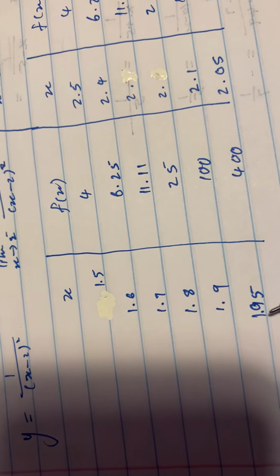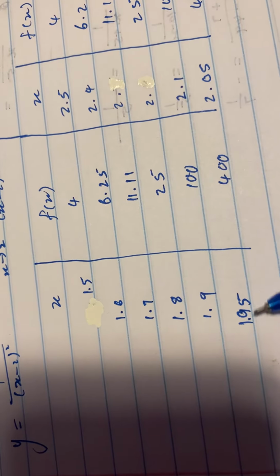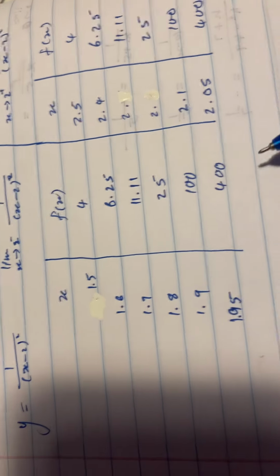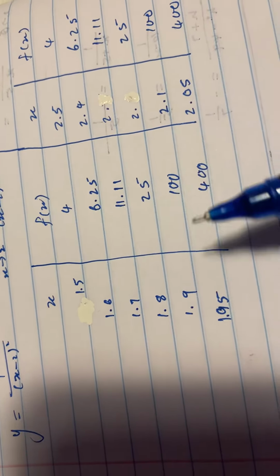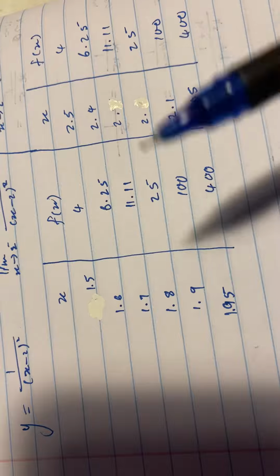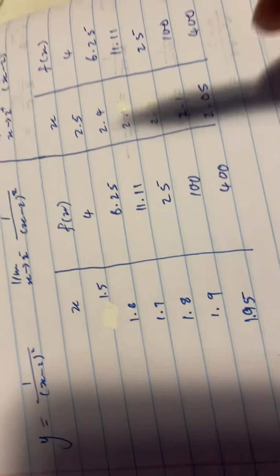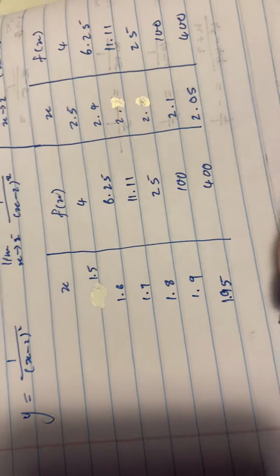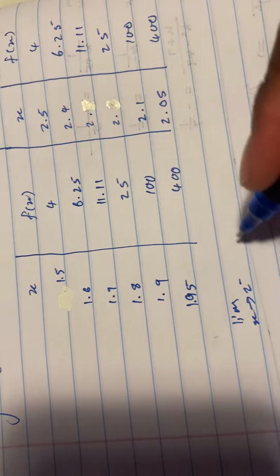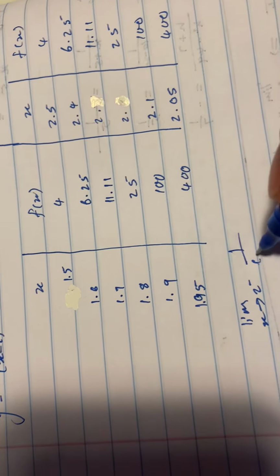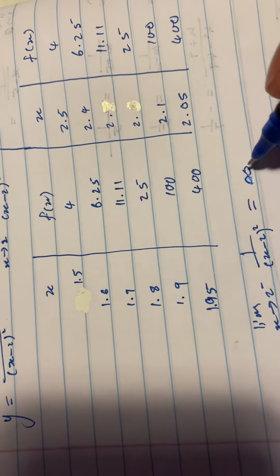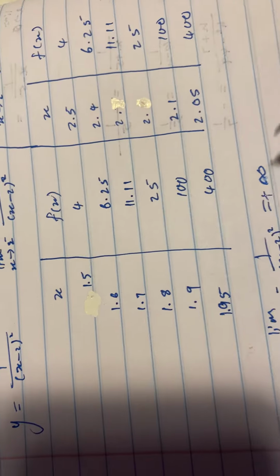If you put it on a calculator, say 1.955, you will see that this value increases to thousands or something. And if you put in 1.99, it will give you a value that's closer to infinity. So we can conclude that the limit as x approaches 2 on the negative side, or on the left side, of 1 over (x minus 2) to the power of 2 equals positive infinity. So we can write it as positive infinity.